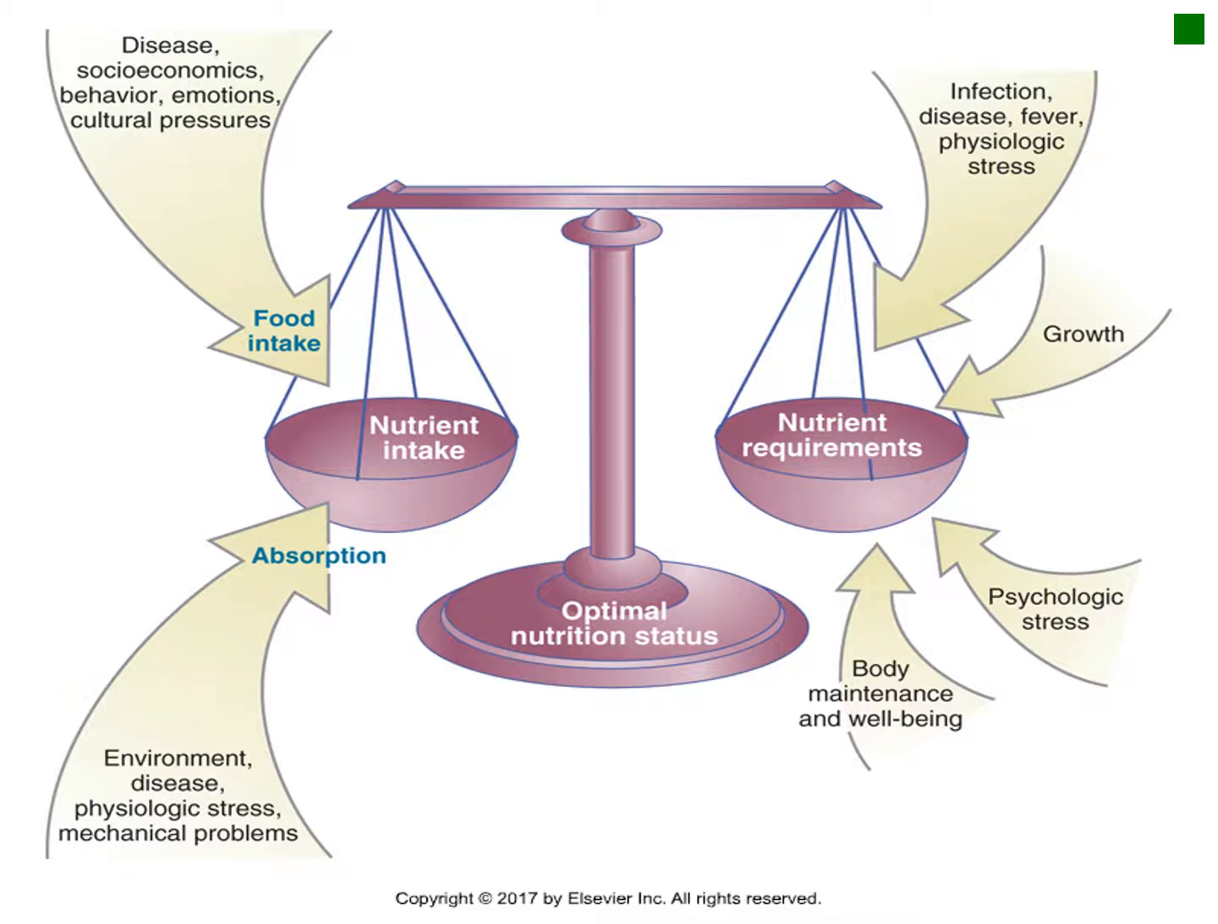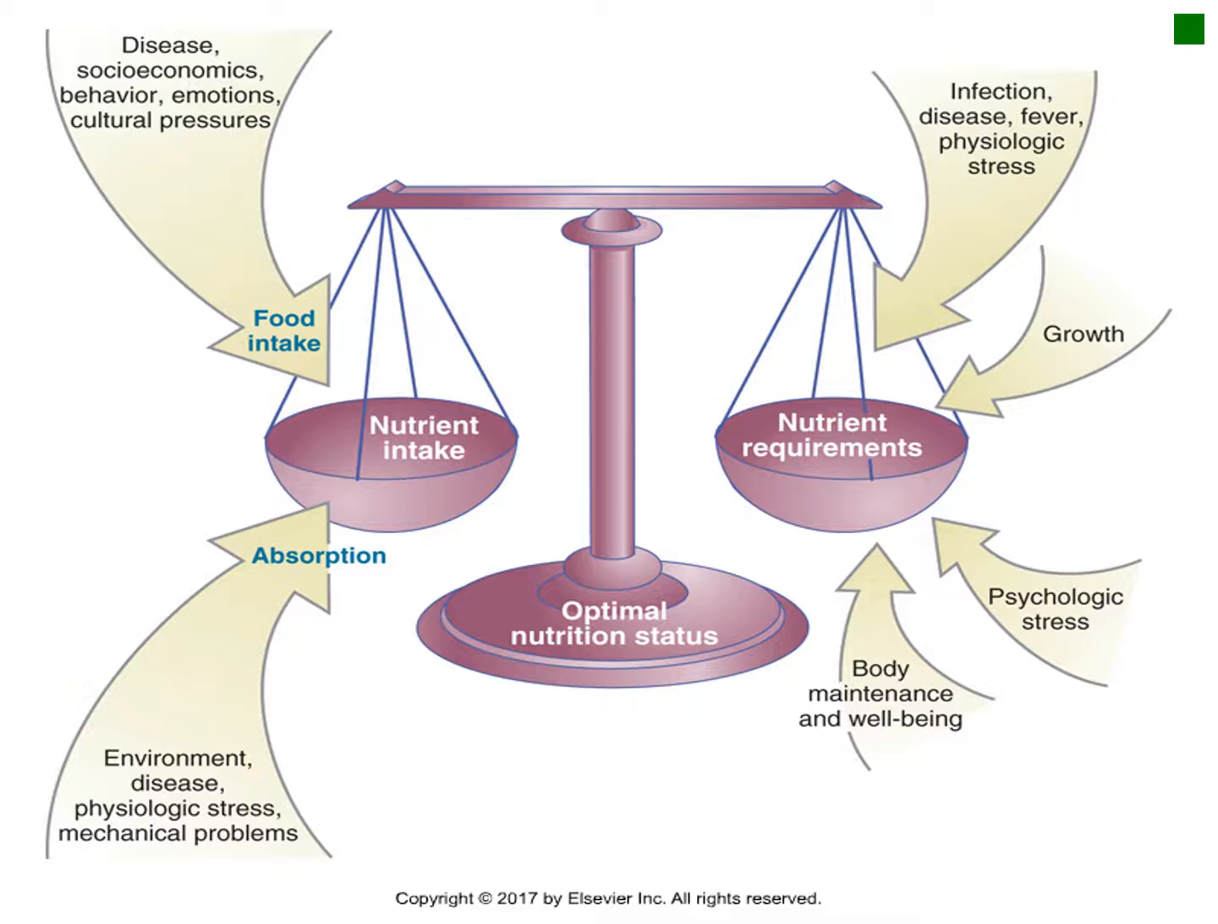Something that I drew from it was that nutrient intake is influenced by many factors, including disease, socioeconomics, behavior, environment, and physiological stress. That can be compared to our nutrient requirements, which are also influenced by many different factors such as growth, infection, and psychological stress. Those two work together to get that optimal nutrition status that we see.